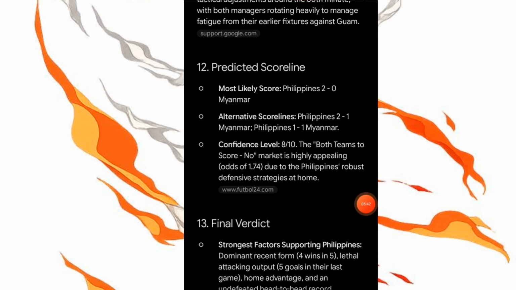Now, whenever you're able to get a predicted scoreline like this, using a well detailed prompt or technique or model, and you have the confidence level at maybe 8 over 10 or 7 over 10, and the most likely score is maybe 2-0, and you have the alternative 2-1 or 1-1.